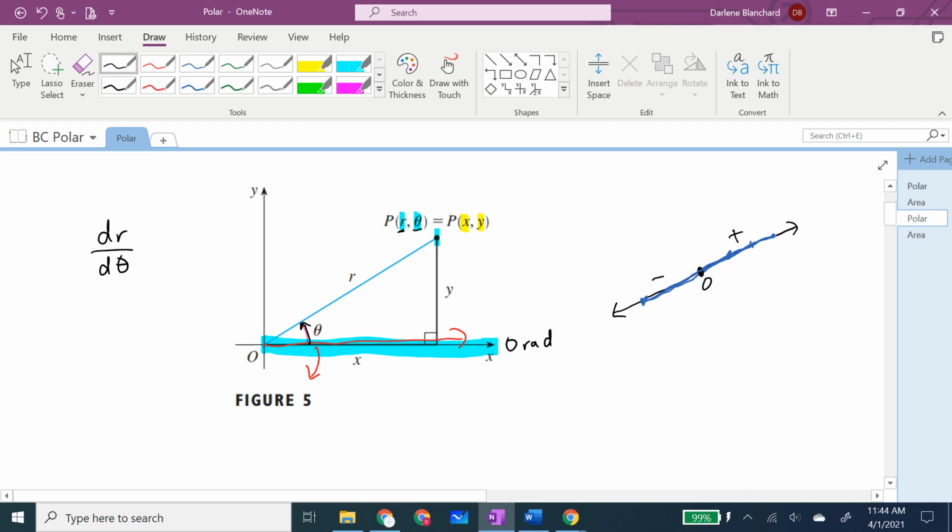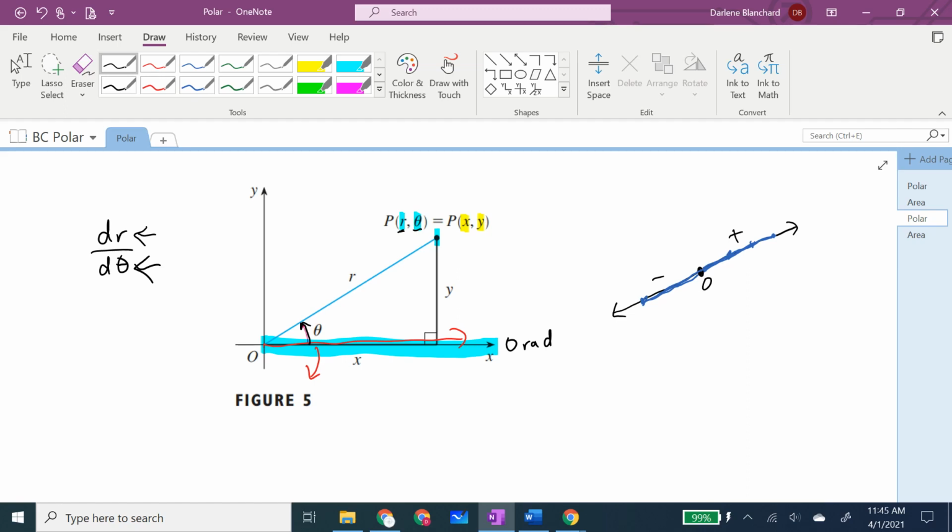While I am turning, how is my r changing? Is my r moving toward the pole? Is my r moving away from the pole? Realize that that depends upon whether you're dealing with a positive r or a negative r, a positive theta or a negative theta. You need to bring all of that into context when you are looking at whether you're moving toward the pole or away from the pole.